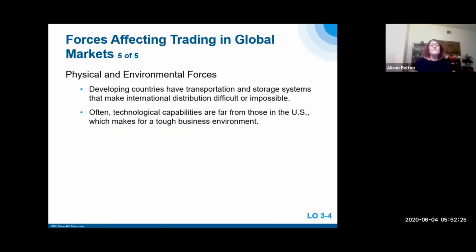So let's take a look at the physical and environmental forces now. When we're talking about these countries, they have transportation and storage systems that make international distribution difficult or impossible. So part of the movement of your product and where it lands and how it stays there can be very difficult. You may be shipping something in and have nowhere for it to go, and that may mean it may not get off the barge or ship that you're bringing it in on, or you may be stuck renting a facility because it doesn't have anywhere to go.